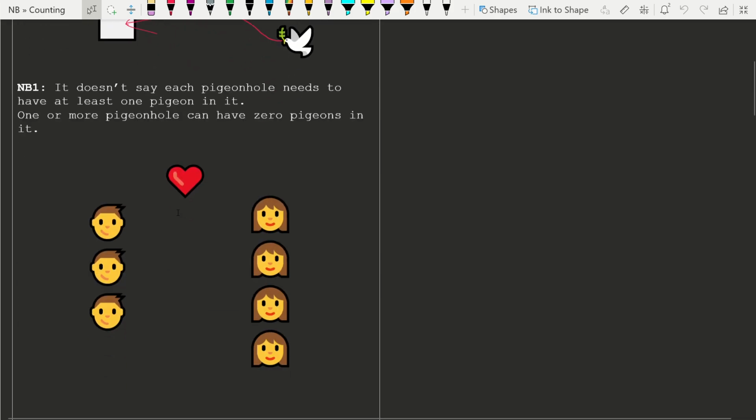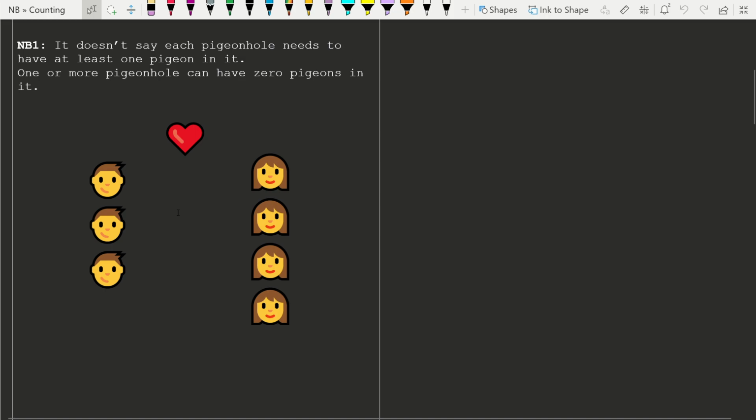For example, let's look at this situation. What this theorem means is that all of these women can like the same guy. There are pigeonholes with no pigeons in them. Okay?